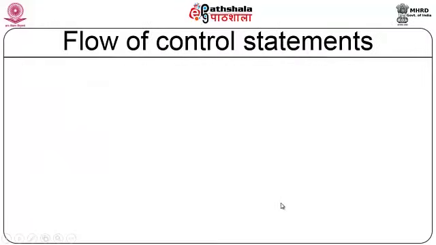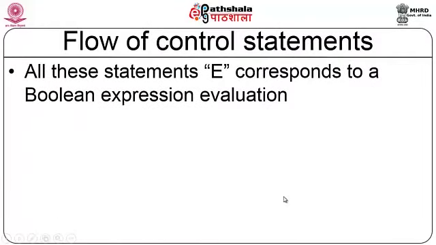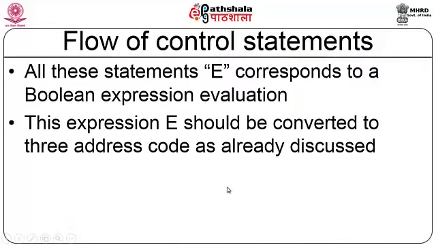Now, typically the expression E that is part of the control flow statements corresponds to evaluating a Boolean expression. So, we are used to writing things like if A double equal to B, or if A is less than or equal to B, then do this, then do that. While A is less than or equal to 10, you keep on iterating till A becomes 10. So, the expression that is part of the control flow statements is typically going to be a Boolean expression. This expression E should be converted to 3-address code, as we already discussed in the previous module.